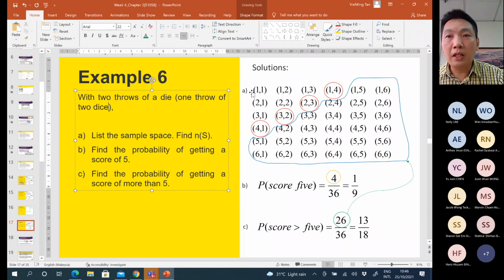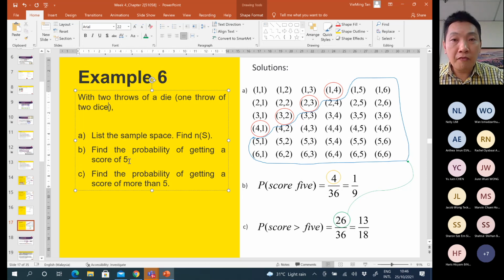It can be the first die scores 1, second die also 1. It can be the first die is 1, second die is 2, and it can be the first die is 6 and second die also 6. So list down the 36 possible outcomes for part A. That means your n(S) is 36 for the 2 dice question. Just now for the 2 coins question, your n(S) was 4. n(S) means the total possible outcomes, for 2 independent events questions.